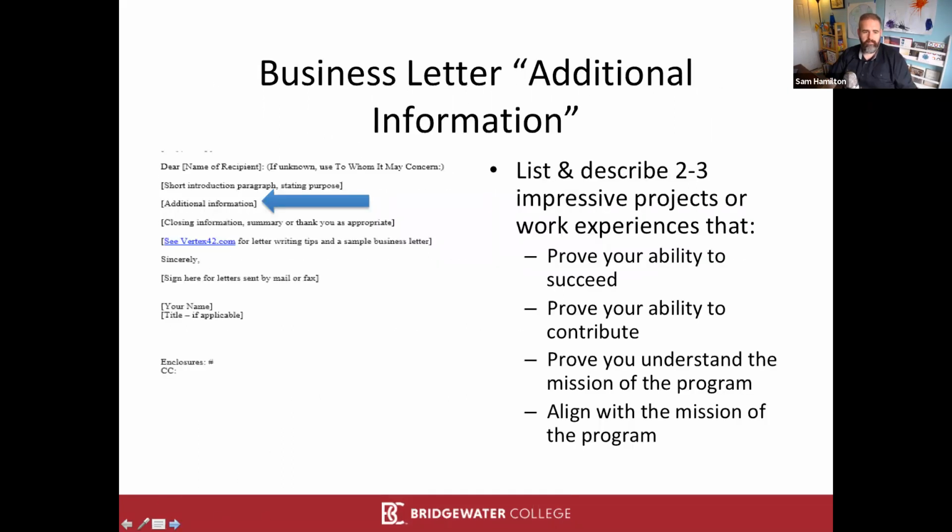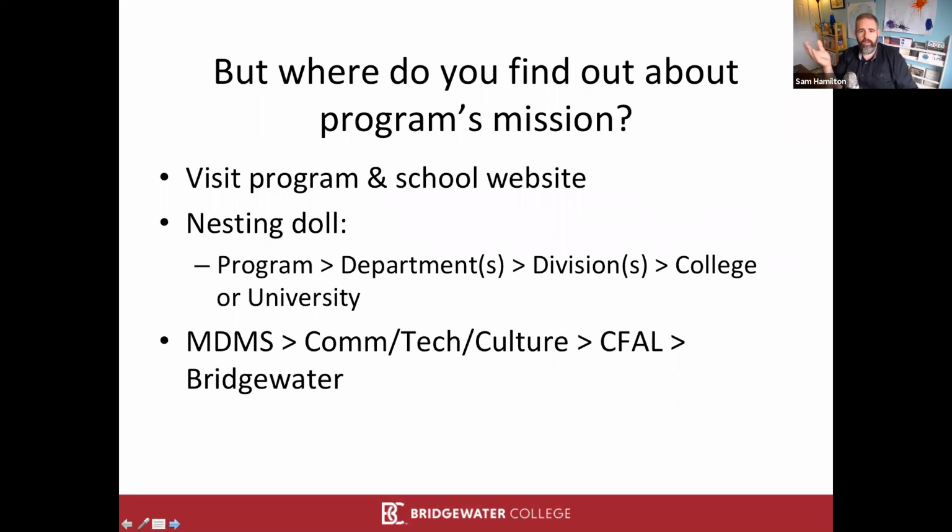All right. So where do you find out about the program's mission? Well, you've got to visit their websites. You've got to do research. So this is an argument, and the research that you need, the bits of information that you include in here, are your own experiences. That's cool. You already have access to that. It's firsthand experience, firsthand knowledge, but it's also the mission of the company or the program that you're applying to. So you get that by visiting their websites.